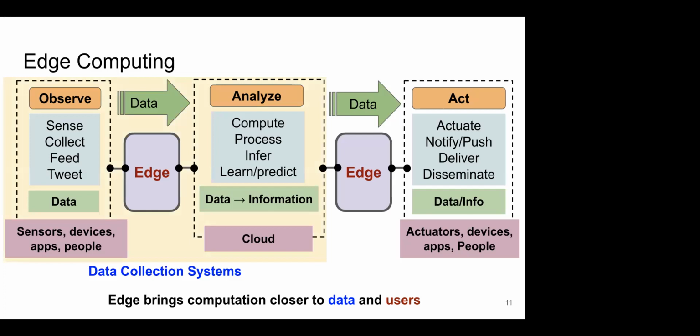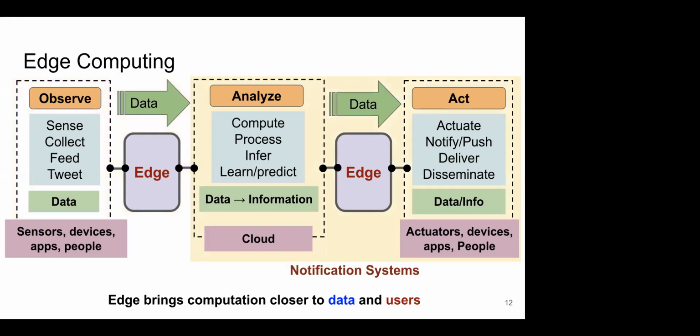So let's assume that we put edge computing between the data generation point, from the observe phase to the analyze phase. That means we are referring to edge computing in the data collection sense. These are data collection systems where the effort is to collect data from the field and propagate it to the cloud. But before it gets to the cloud, it will be computed somewhere in between. So that's the edge layer between data and cloud.